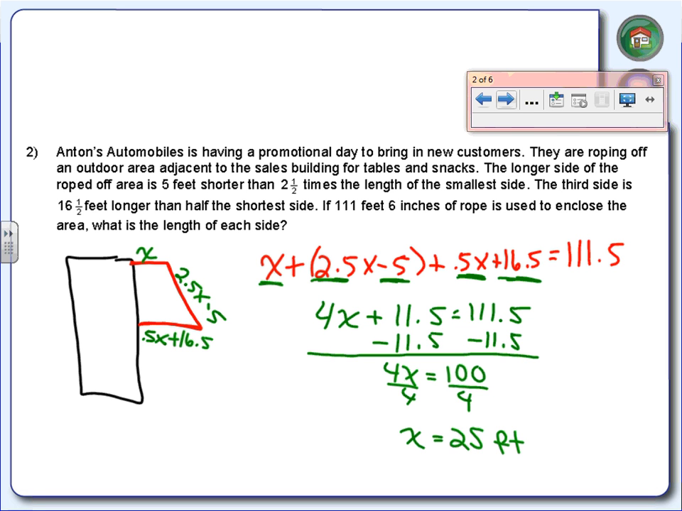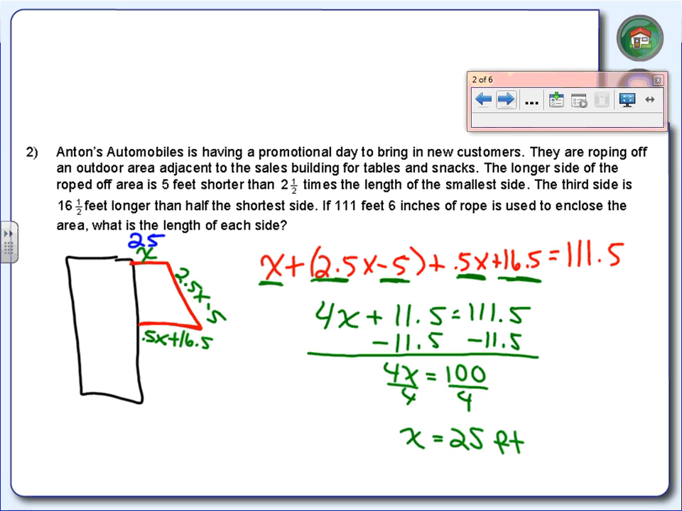So the question is, what is 25 feet? What's 25 feet, guys? Is that the answer? No, that's just the short side. Just the short side is 25 feet. What about the long side over here?